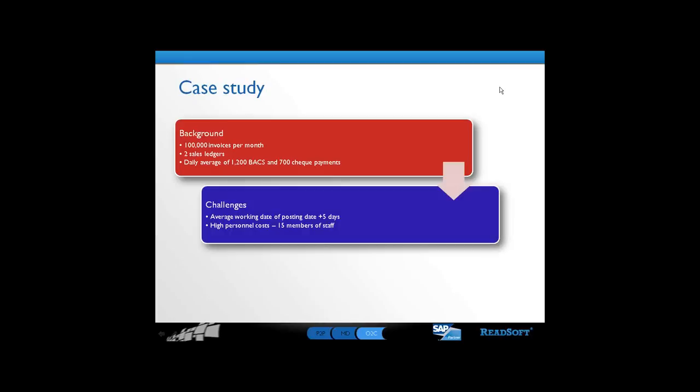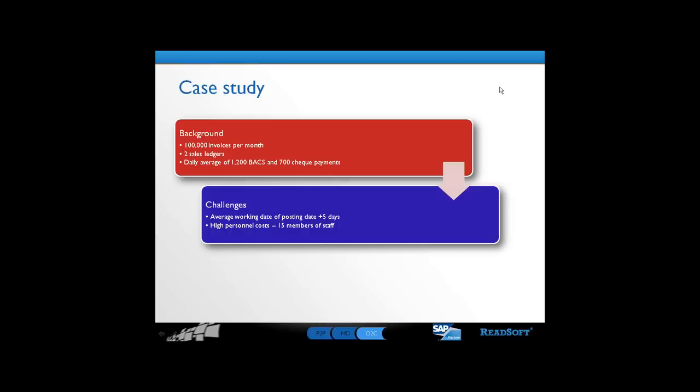And one thing just before we go into this detail is there are big differences between different industries in this area, depending on the number of invoices that are raised and the nature of how payments are made. But in this case study, we're looking at a customer based in the UK who's doing over 100,000 invoices per month. They have 2 different sales ledgers. On a daily basis, they're receiving something like 1,200 electronic payments and also 700 check payments. So a significant amount of transactions that they're having to deal with.